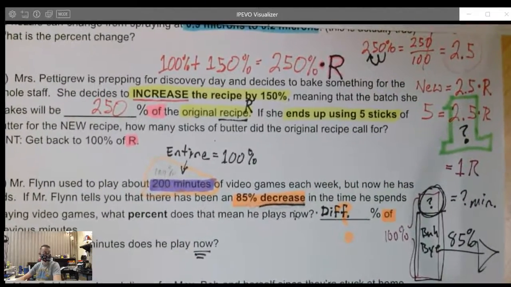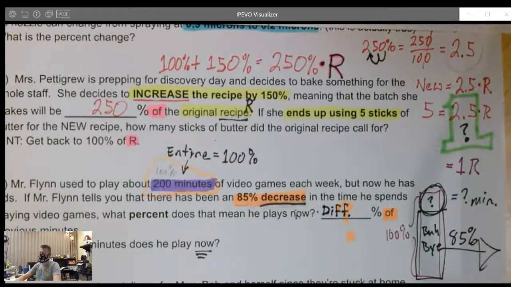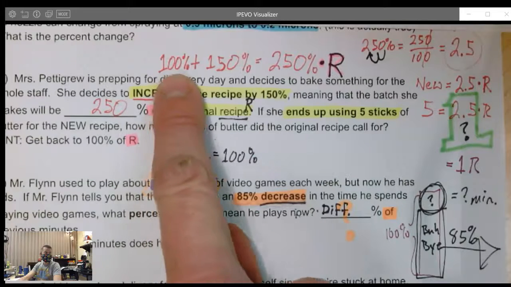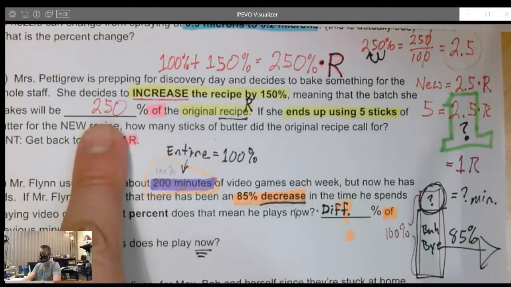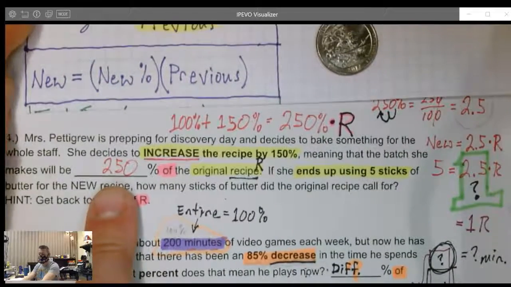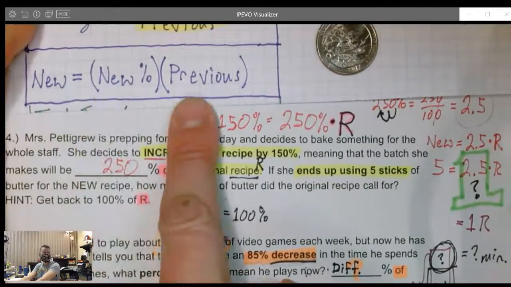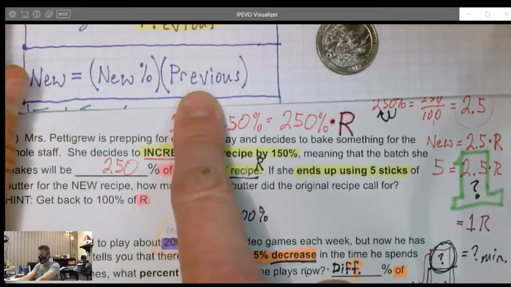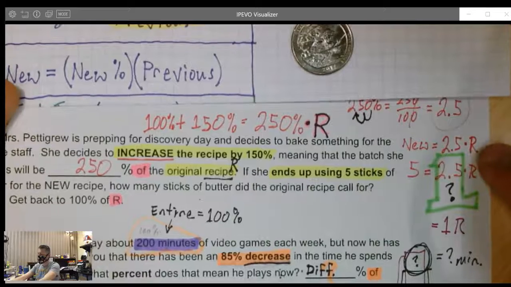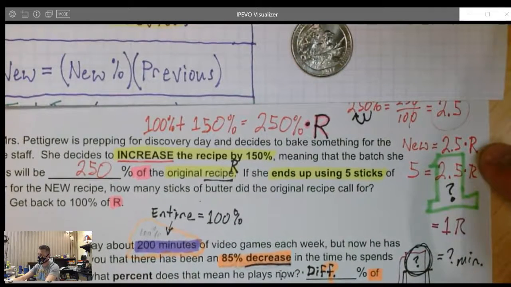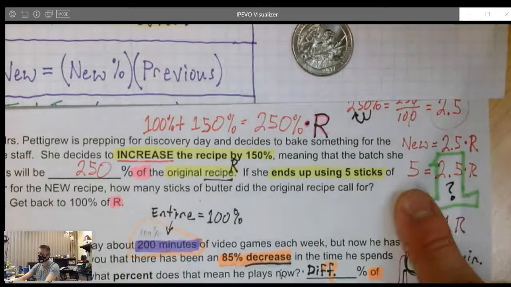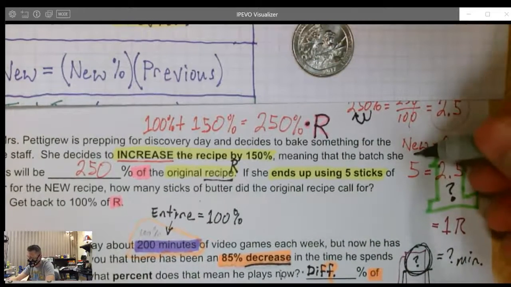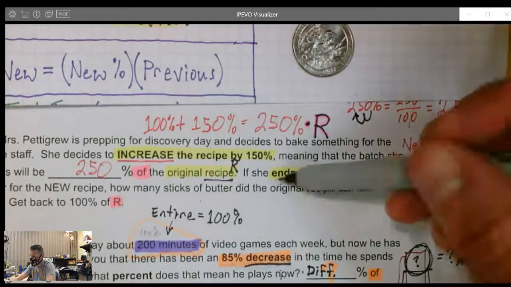So what we get told is with the 150% increase, we increase what? The original. The original that we start with is always 100%. So the new percentage is 250%. We're then going to solve that using our new formula, which says take your new percent and multiply by the previous. What kind of sucks here is we don't know the previous. We don't know how much butter they wanted us to use. We just know how much butter Mrs. Pettigrew did use. So because she did use 5 sticks of butter, this is the new, right? 5 is the new because that's what she ends up using.